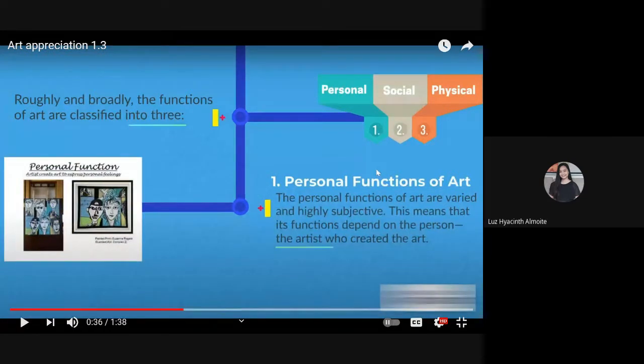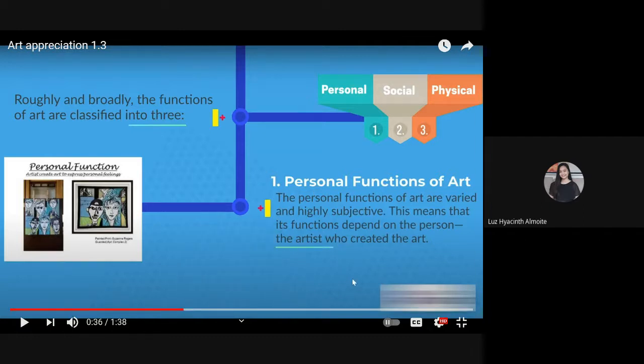The functions of art are classified into three. First is personal, or the private expression. Another is the social, where art can be a celebration or can affect collective behavior. Third is the physical, or utilitarian. Let's go to the personal functions of art first.